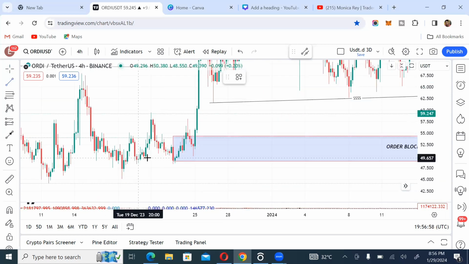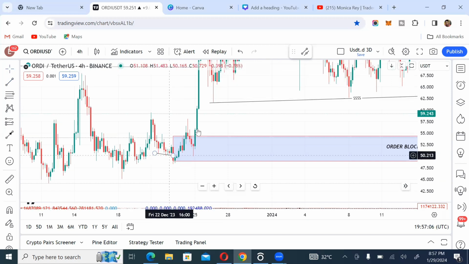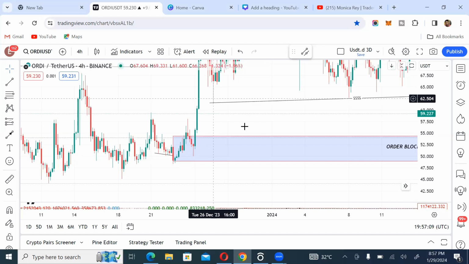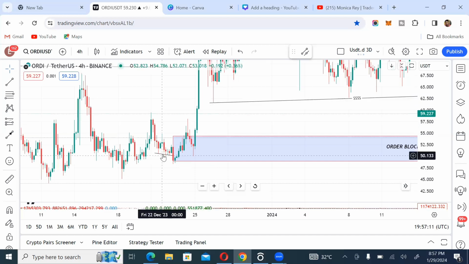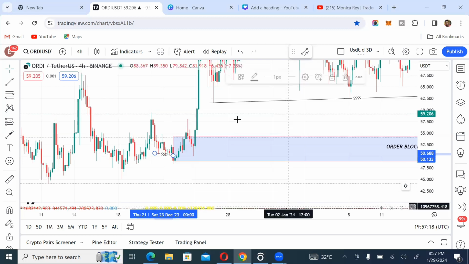Look at this sweep of liquidity. It happened here. You can see price swept liquidity, went back up again. So we're going to put liquidity here. I'm just going to do that right now.